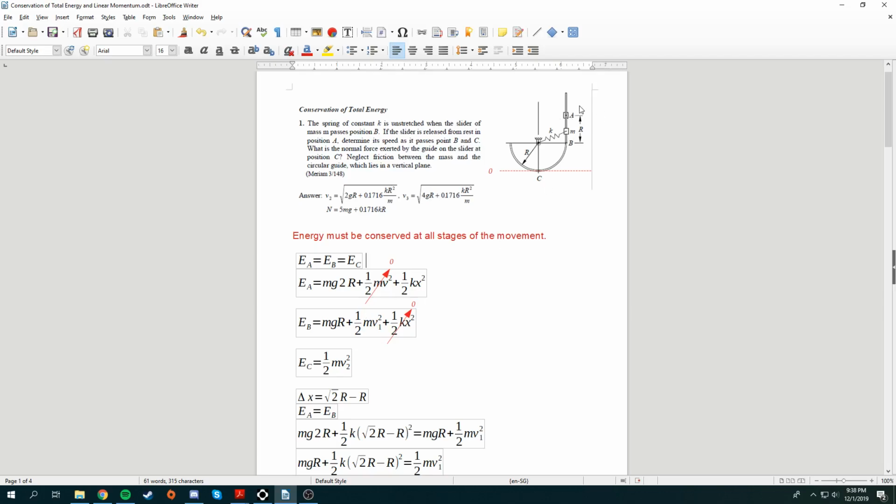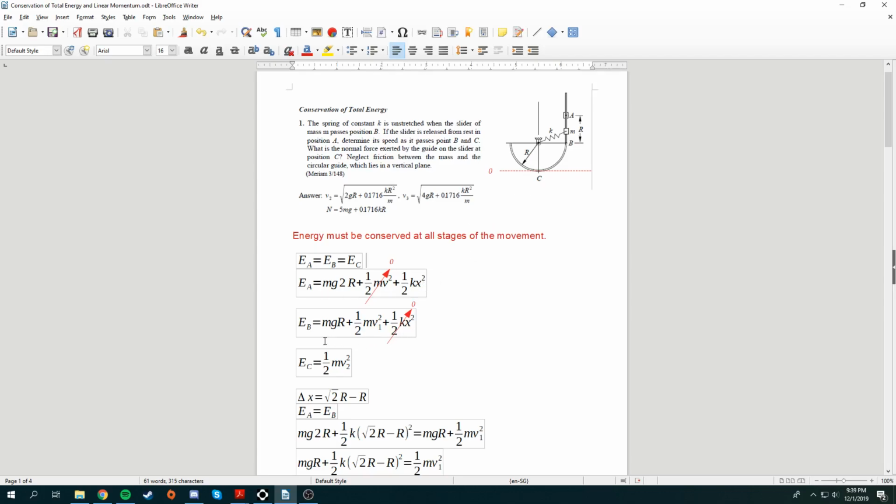So energy at state A, we have mg2R, that's the gravitational potential energy, plus half mv squared, which goes to 0 because it's released from rest, so velocity is 0, plus half kx squared. K is the spring constant and x is the change in length. Okay, so that's the energy at A.